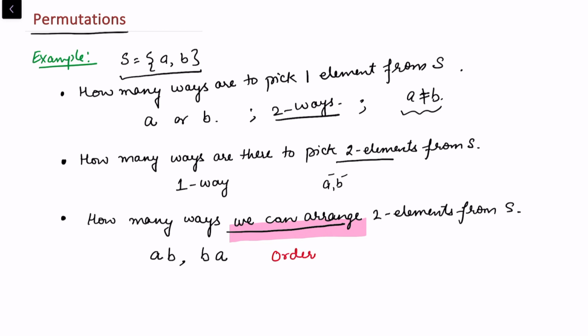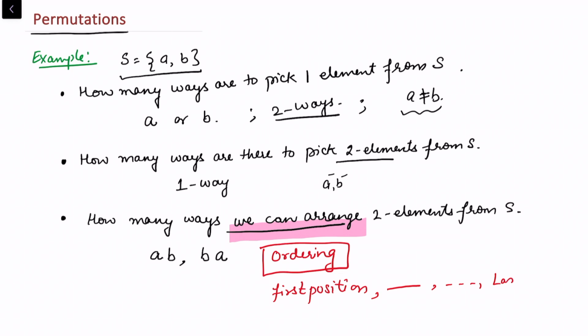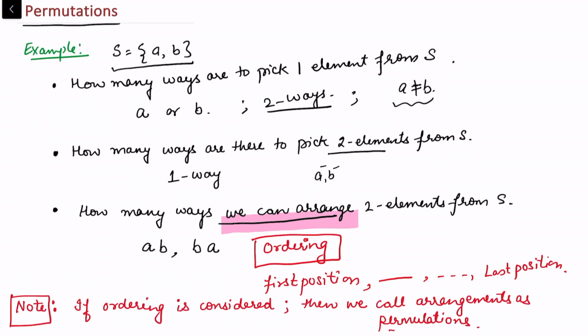Whenever we are interested in knowing the ordering, or we may say we are interested in knowing the position, which object comes at the first position, which object comes at the second position, and so on to the last position, whichever has been asked in the problem, then if the positioning or the ordering matters, we talk about permutation. So now let's formally define what is permutation and what we mean by R permutation.